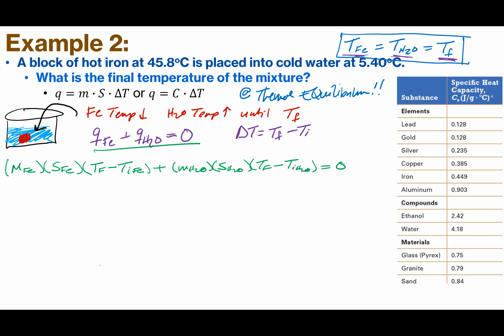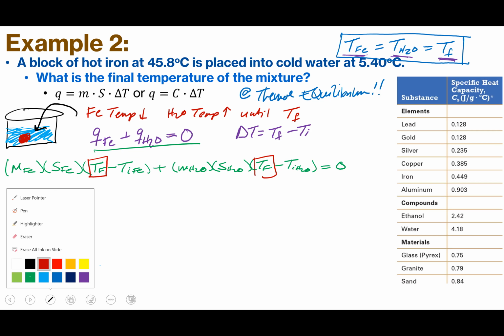Okay. The only thing we don't know here is T final. So our job here is to solve for T final. This is our answer. It shows up twice, so we're going to have kind of an algebra issue here as we do this, but I'm going to work us through it so that we can see it.